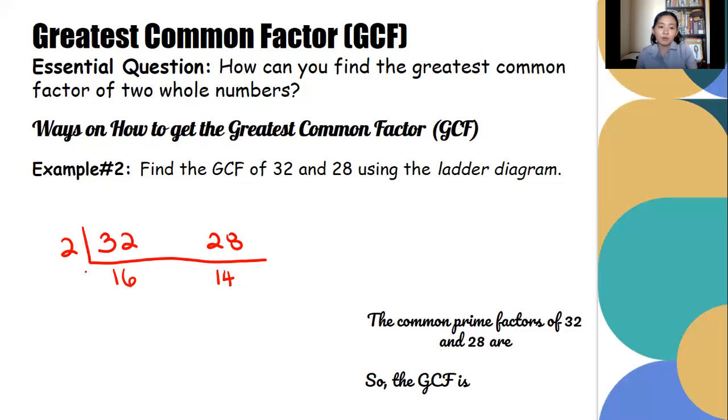Thinking of another common factor, if there is, then draw another step of the ladder. Then write the common factor that you can think of outside. 16 divided by 2 is 8. 14 divided by 2 is 7. No more common factors, so I will stop there. And then writing down the common factors, 2 and another 2. To multiply and have the final answer, the GCF is 4.